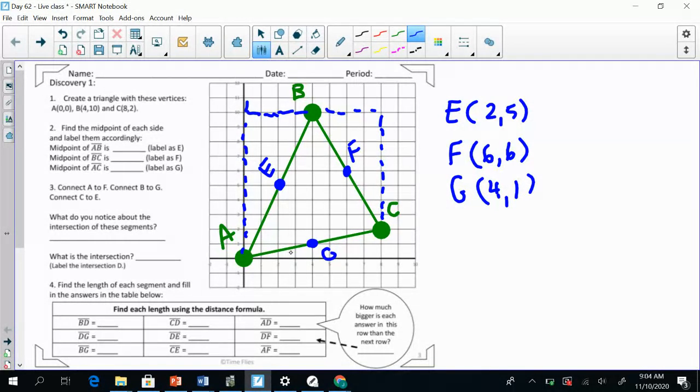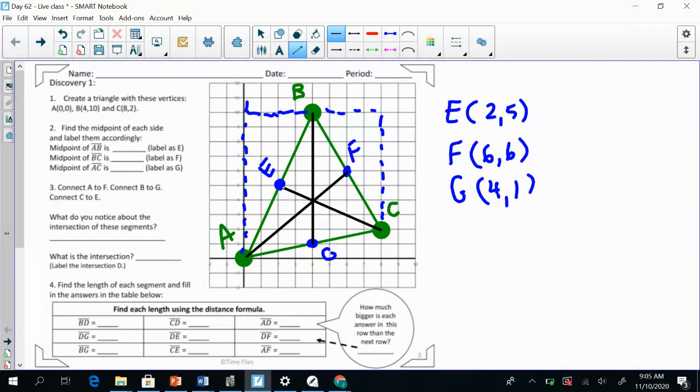Now, since it's splitting this in half, that means it's either going to be a perpendicular bisector or a median. A median is going to start at a vertex. A perpendicular bisector is going to have the opposite reciprocal slope. We're discussing medians first. So connect A to F, and then B to G, C to E. And so now we've drawn all 3 medians.